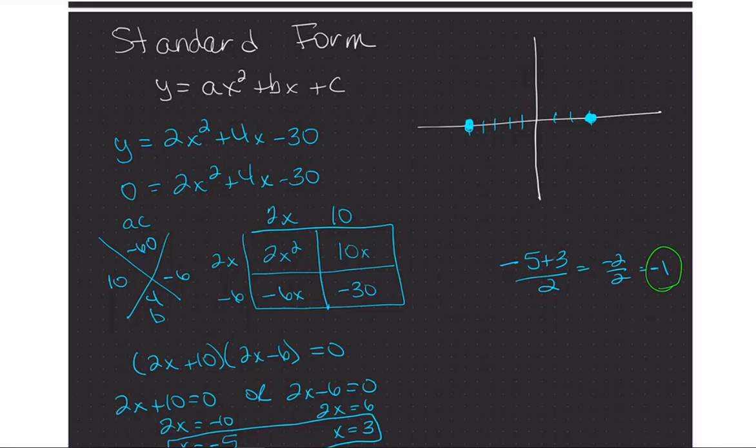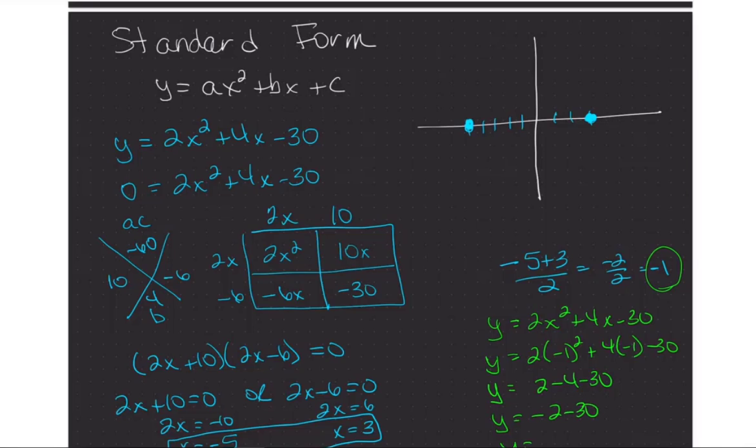So I know this is my x, so I just have to plug it in to figure out what my y is. Right? y equals 2x squared plus 4x minus 30. So y equals 2 times negative 1 squared plus 4 times negative 1 minus 30. y equals 2 minus 4 minus 30. y is going to equal negative 2 minus 30, y equals negative 32.